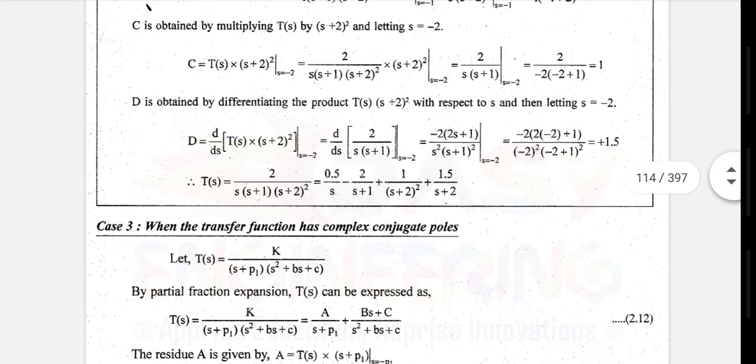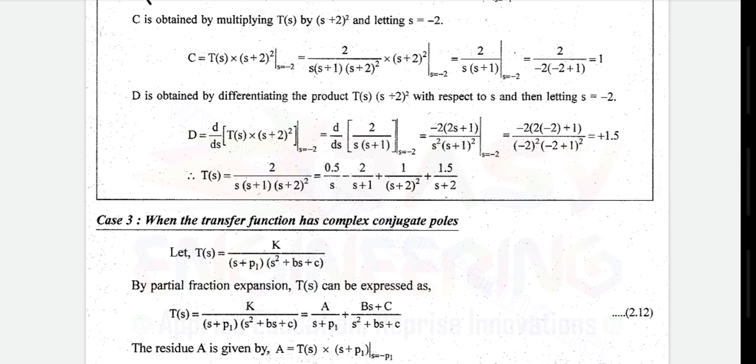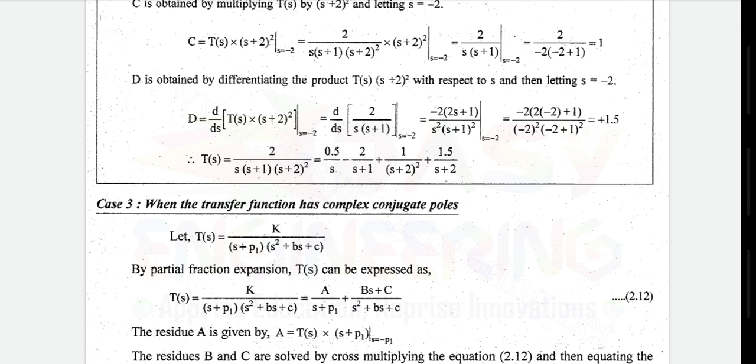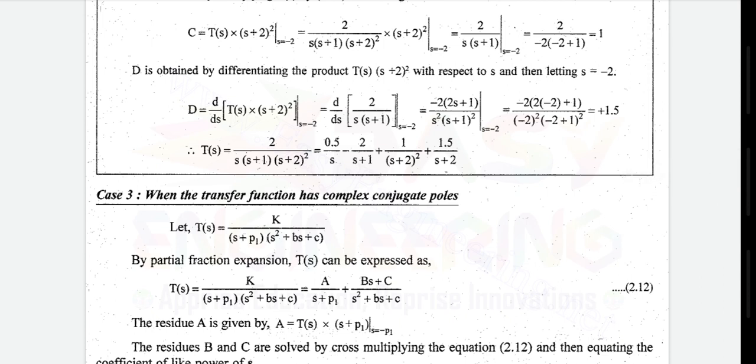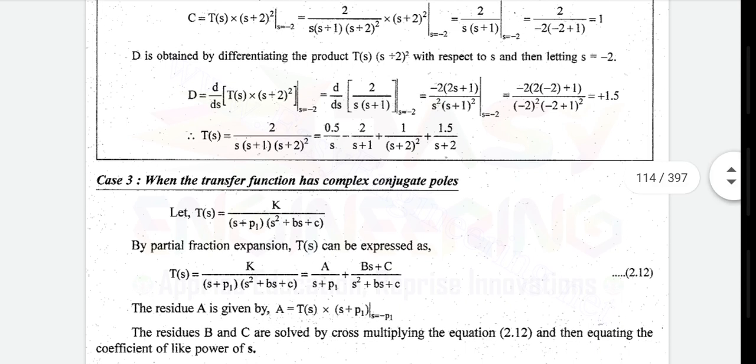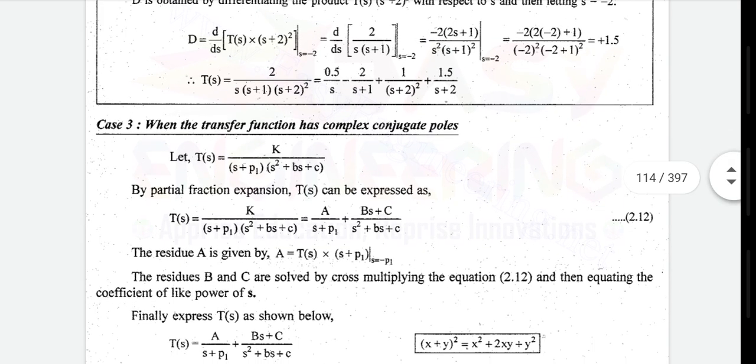It is in the form of u by v, right? What is u by v? The derivative of u by v is v into d by ds of u minus u into d by ds of v, by v square, right? So if you apply the u by v rule to this equation, finally you will obtain 1.5 as the d value. Now you got the residue values of a, b, c and d.